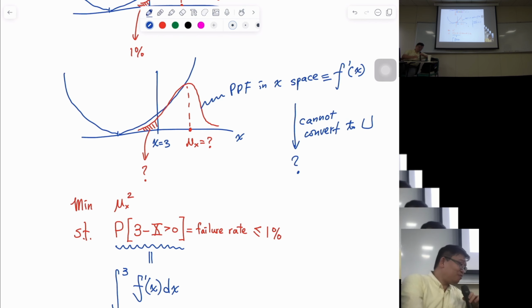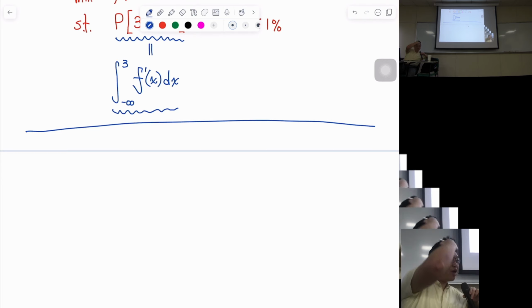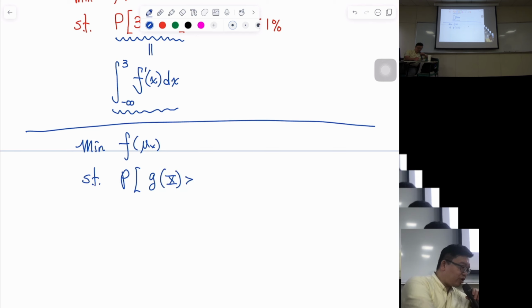So let me now get back to normally distributed problems. And let me show you how we can iterate in optimization problems with uncertainty, but only one-dimensional problem. So here, the probability of failure event, right? So the failure event should be this.